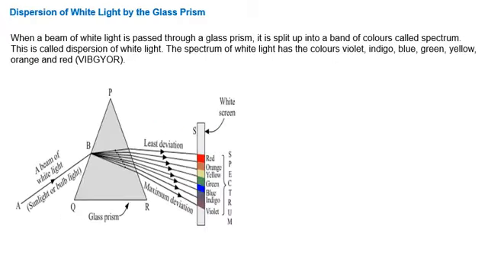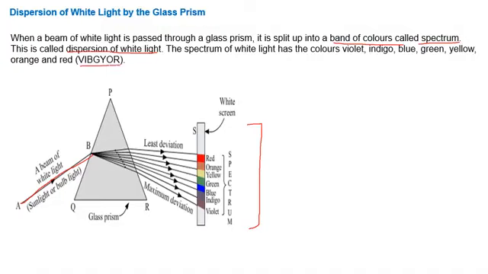Another diagram. Here we have to discuss the dispersion of white light by a glass prism. When a beam of light is passed through a glass prism, it splits up into a band of colors called a spectrum. And this is called the dispersion of white light. The spectrum of white light has the colors violet, indigo, blue, green, yellow, orange and red, VIBGYOR.